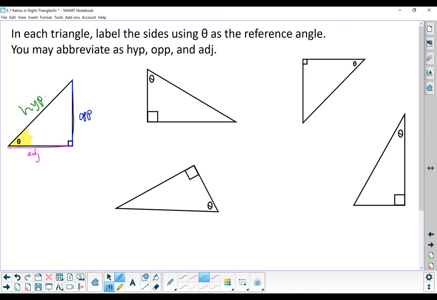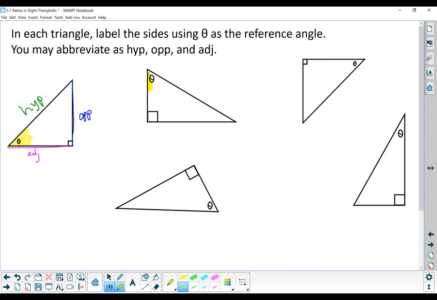Sometimes students say, can I label the adjacent side with an A and the opposite side with an O? I would prefer you to use a 3-letter abbreviation, mostly because the O for opposite looks a lot like a 0 and can end up confusing you. So I would prefer, if you can, to try to use 3 letters for these abbreviations. You don't have to write the whole word though.